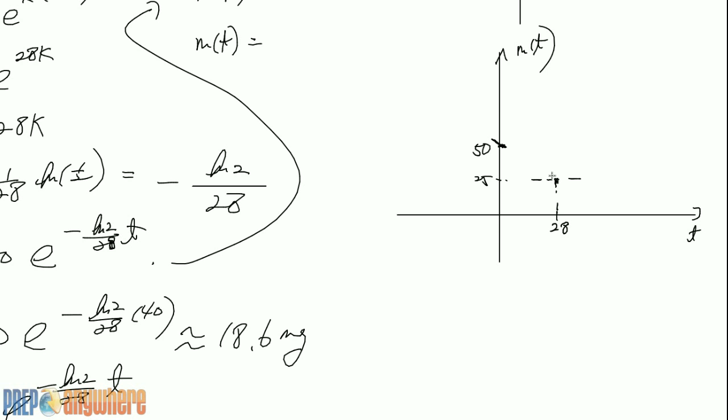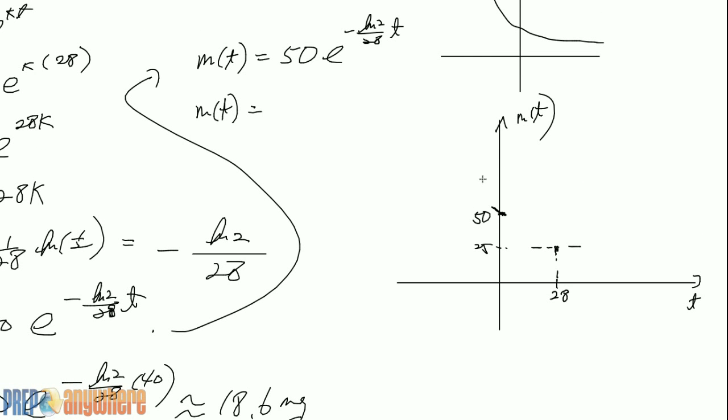So with these 2 points, we can do a good sketch. You know the general shape of the curve looks like this, approaches the asymptote like that. So this is a general sketch of our mass function.